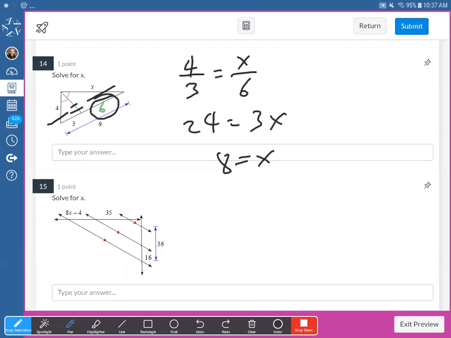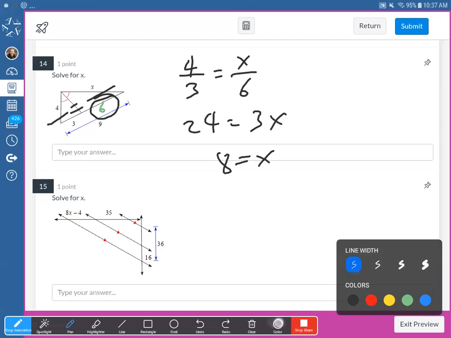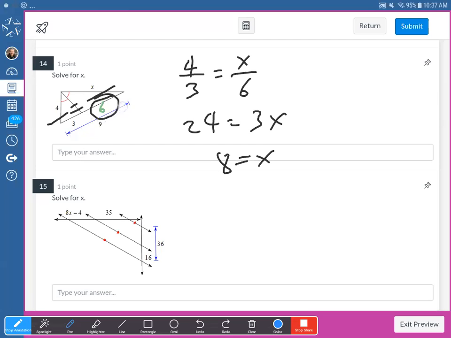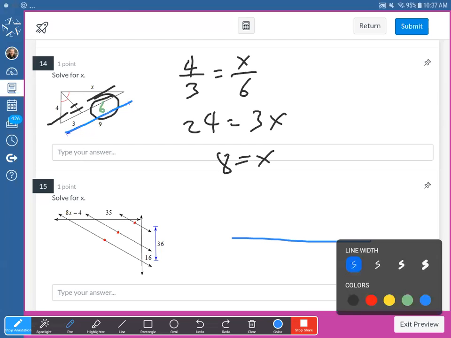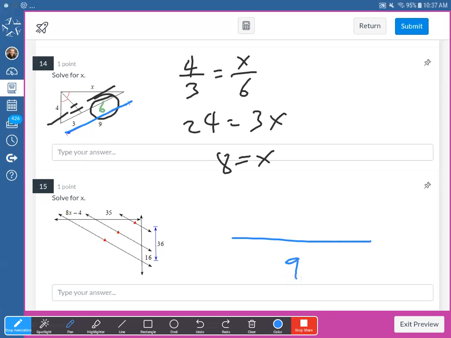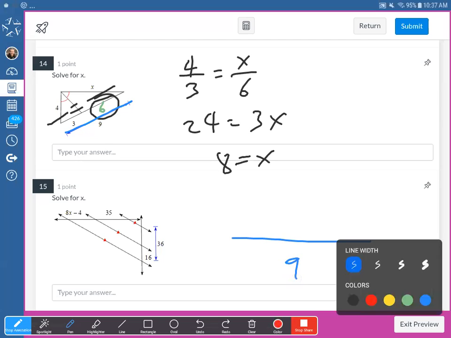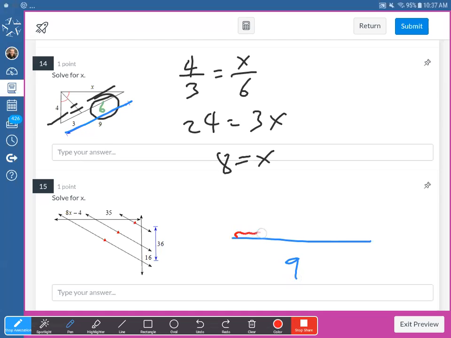The whole thing is 9, right? Like right here, it says, this blue line says this whole thing is 9. So if this whole thing is 9, but from here to here it's 3, that means the rest of this has to be 6.